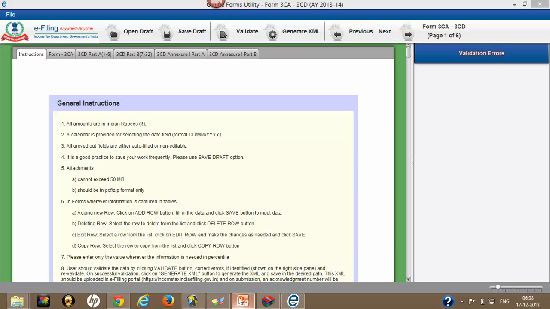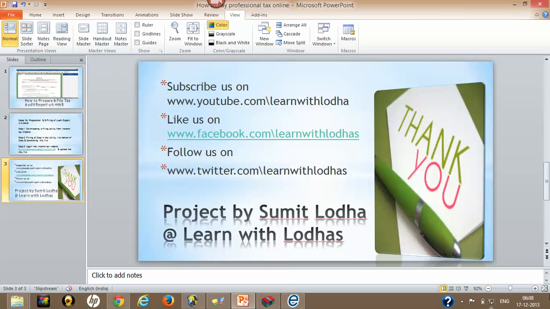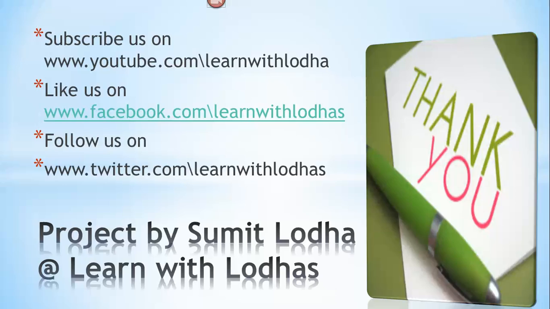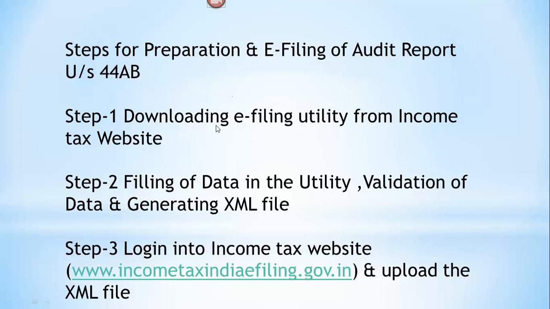Let's see our presentation once again. Yeah. So we already covered step 1, downloading the e-filing utility from the income tax website, and in the days to come we will cover step 2, which is the most important thing, how to fill the data in this utility, validate the data and generate the XML file. And step 3 is just to upload that particular XML file.